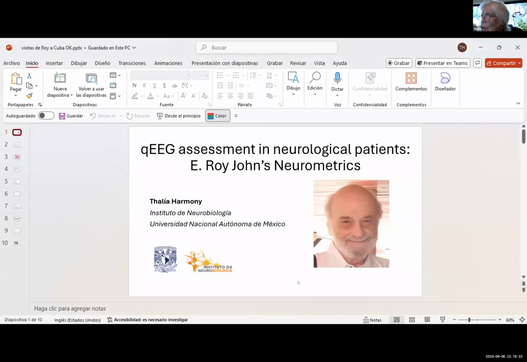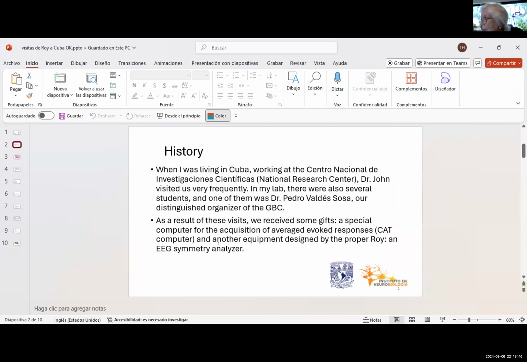What I am going to show is a qEEG assessment in neurological patients that was based on John's Neurometrics. First, I want to show that when I was living in Cuba, I worked at the National Research Center, and Dr. John visited us frequently. And in my lab, there were also several students. One of them was Dr. Pedro Valdez Sosa, our distinguished organizer of the GBC.